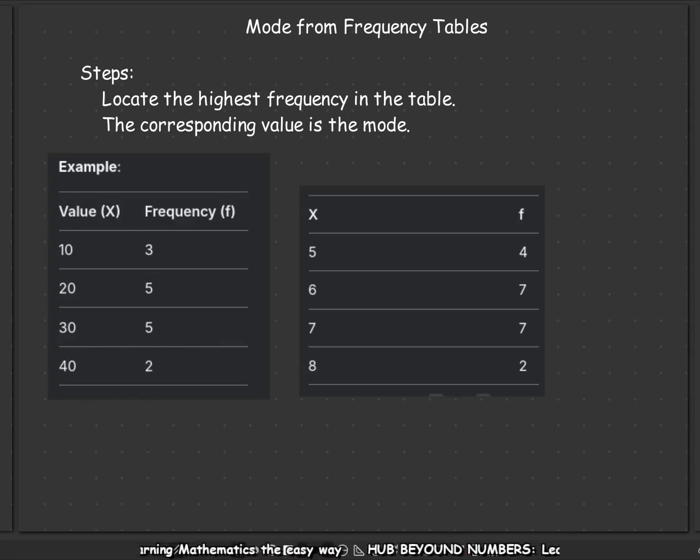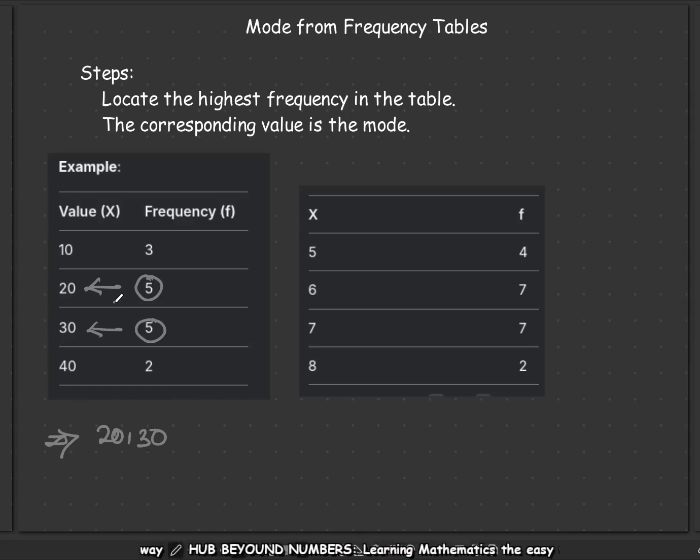The highest frequency here, we have 5 and then 5. Those are the highest frequencies. Now, what values correspond to the highest frequencies? We have 20 and then 30. So this simply implies that the mode for this table is 20 and 30. And hence, this table is bimodal, because it has 2 mode values.